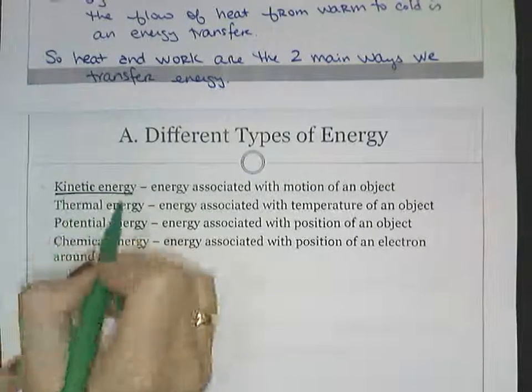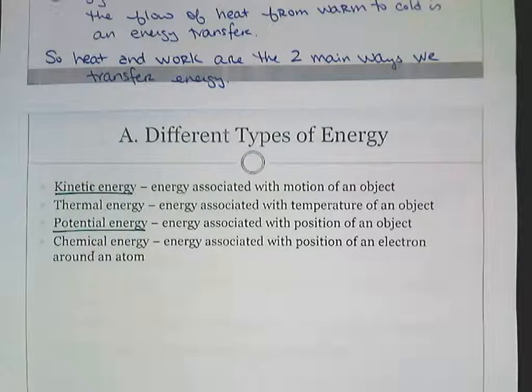All right, kinetic and potential are probably the ones that we are most familiar with, right? Kinetic energy is energy associated with motion, and potential is energy associated with the position. But there's two other types of energy we're going to use in here. One is called thermal, and that's the energy associated with how warm or cold an object is. And chemical energy, which is energy associated with the electrons around the atom. How likely are those electrons to be transferred or received? That would be chemical energy.